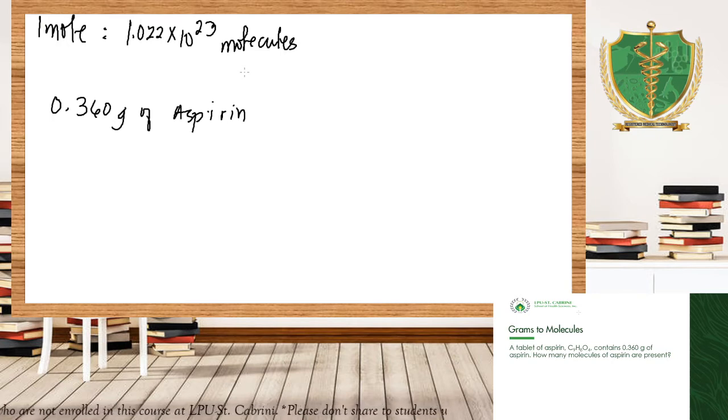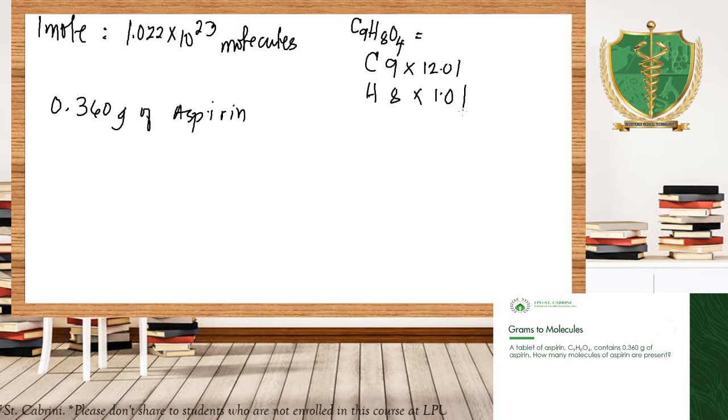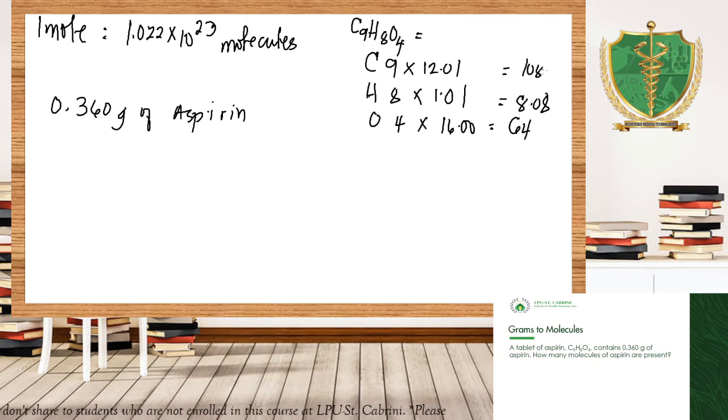Then the first thing to do is, again, to convert 0.360 grams of aspirin into number of moles. So how are we going to get that? Definitely, we are going to compute for the molar mass. So we have C9H8O4. Oh, na-compute na natin kanina ang aspirin. Tama po ba? Parang hindi pa. O sige, let's compute. C9 times 12.01, H8 times 1.01, O4 times 16. 16 times 4 is 64. 8 times 1.01 is 8.08. 12.01 times 9 is 108.09. We get the sum that is 180.17 grams per mole.